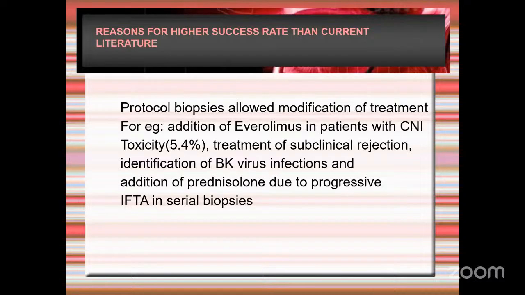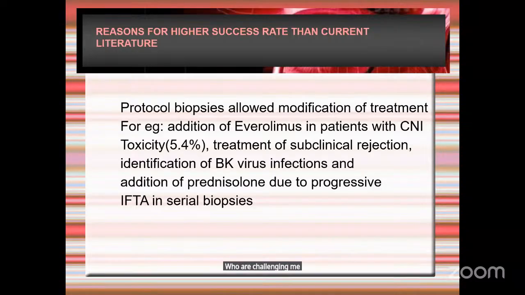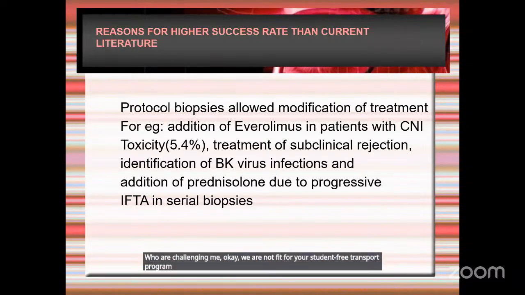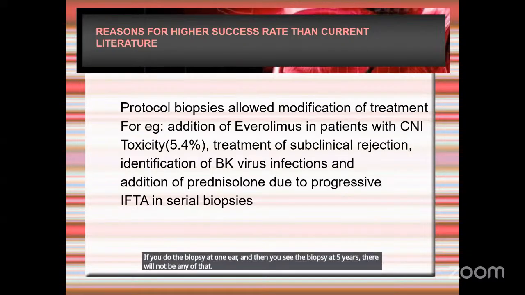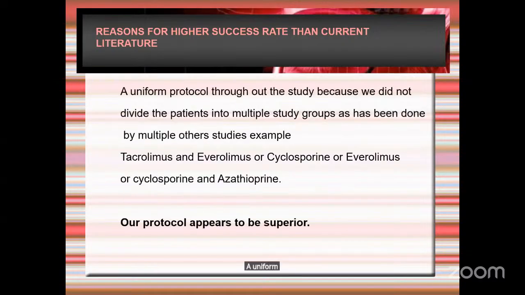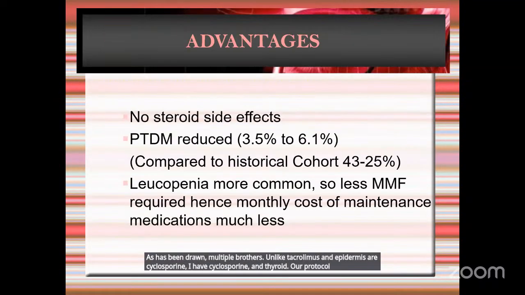And addition of prednisone, with progressive serial biopsies, helps me identify those patients who are challenging me. Okay, we are not fit for a steroid-free transplant program, so they get prednisone. And believe me, many patients who are IFTA 2, if you do the biopsy at 1 year and then see the biopsy at 5 years, there will not be any IFTA. A uniform protocol throughout the series, because we did not divide the patients into multiple study groups, as has been done by multiple others, like tacrolimus and everolimus, or cyclosporin and everolimus, cyclosporin, aspirin. Our protocol appears to be superior to whatever you've seen.